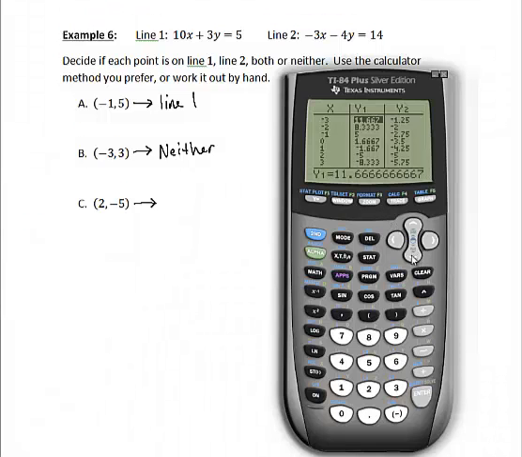So finally we check our last ordered pair. X is 2, the first number in our ordered pair, and then we're given Y is negative 5, and each line in their columns has a negative 5 for Y, and so this point is on both lines. This is the solution to our system.